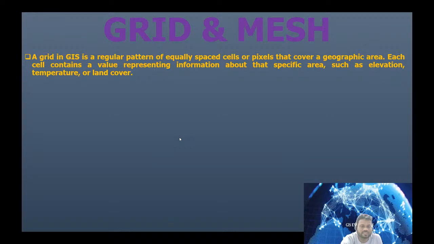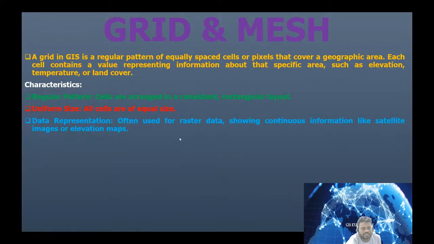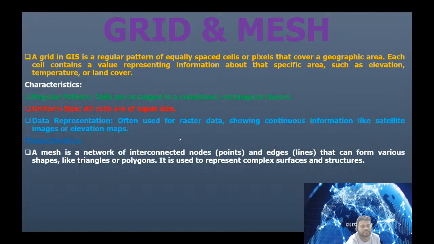Grid and mesh. So what is a grid? A grid in GIS is a regular pattern of equally spaced cells or pixels that cover a geographic area. Each cell contains a value representing information about the specific area, such as elevation, temperature, or land cover. Characteristics of a regular grid: the pattern is arranged in a consistent rectangular layout, with uniform size, all cells of equal size. Data representation: often used for raster data, showing continuous information like satellite images or elevation maps.